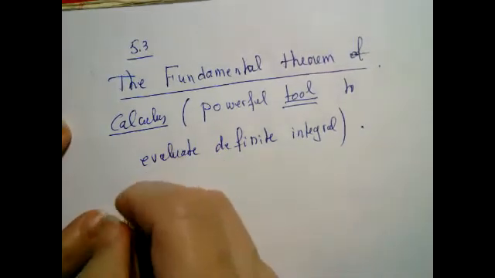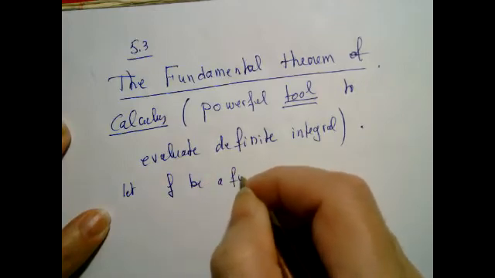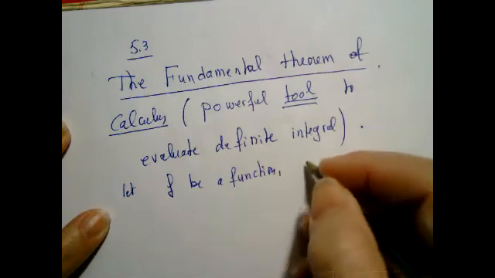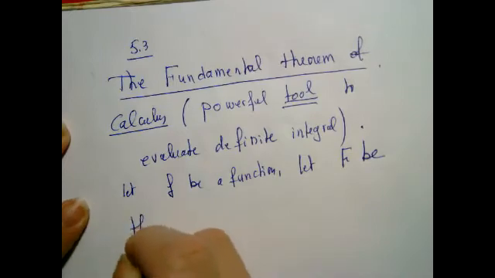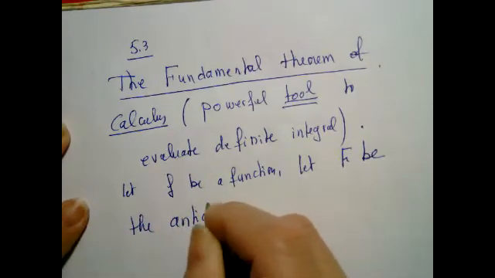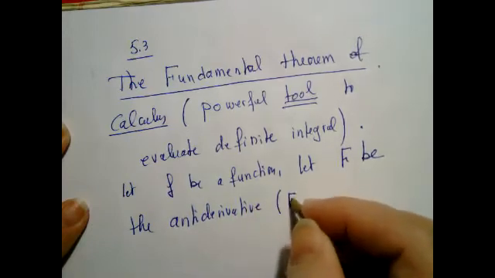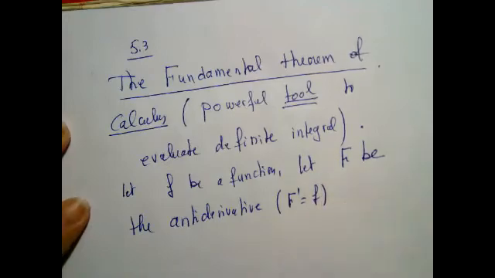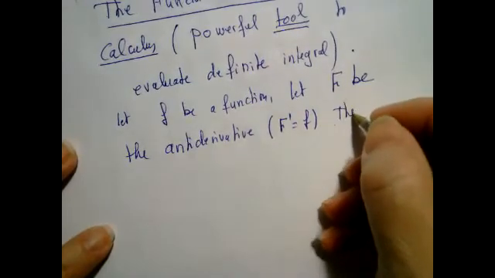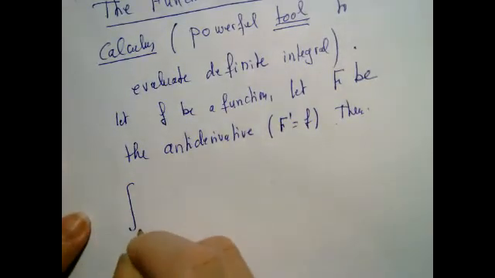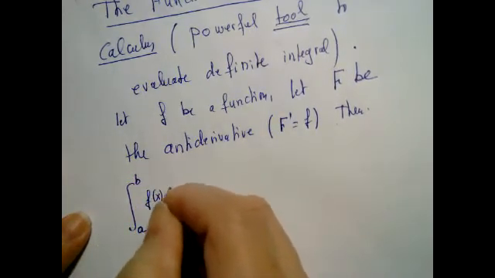So tell me the following. Let f be a function, and let big F be the antiderivative of little f. Remember, antiderivative means that the derivative of capital F is little f. Okay? Then the integral from a to b of f of x dx.